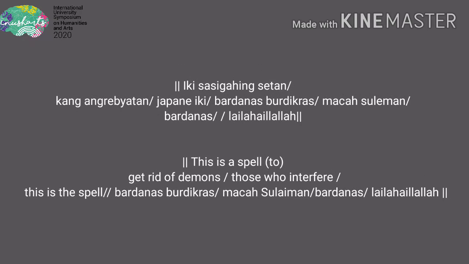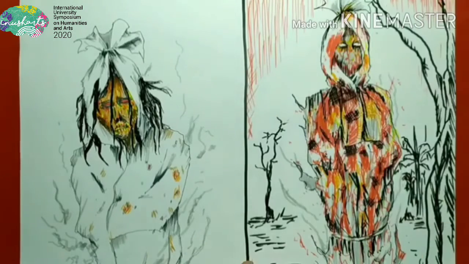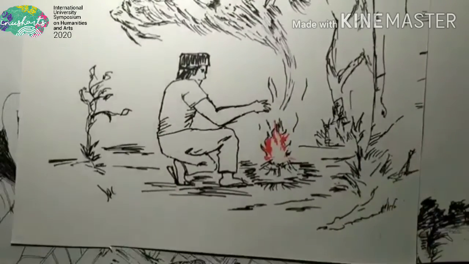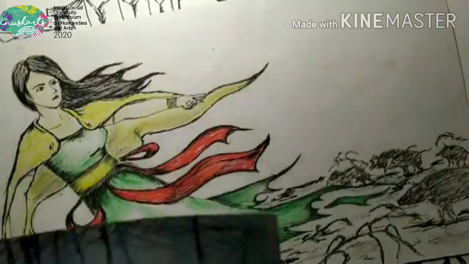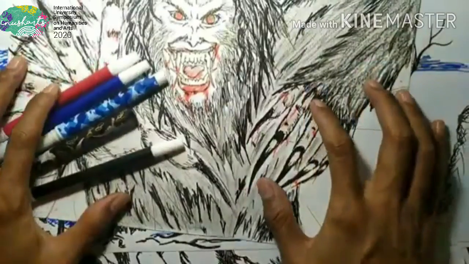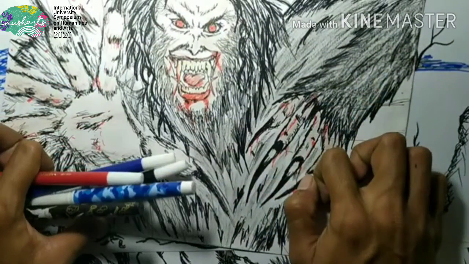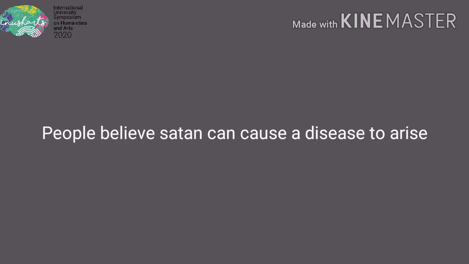Other evidence that shows the spell's role in treating personalistic disease is in the following text. The agent in those spells refers to the devil. In ethnomedicine, one of the triggers for personalistic illness is supernatural beings such as demons. Although the mantra does not directly mention the type of disease caused by Satan, its existence in a medical text is an indication that people believe Satan can cause a disease to arise.